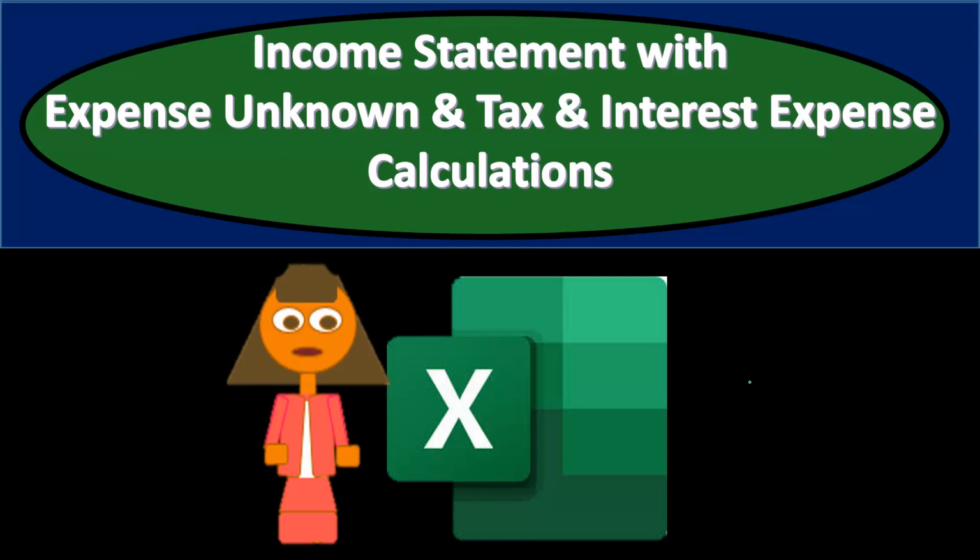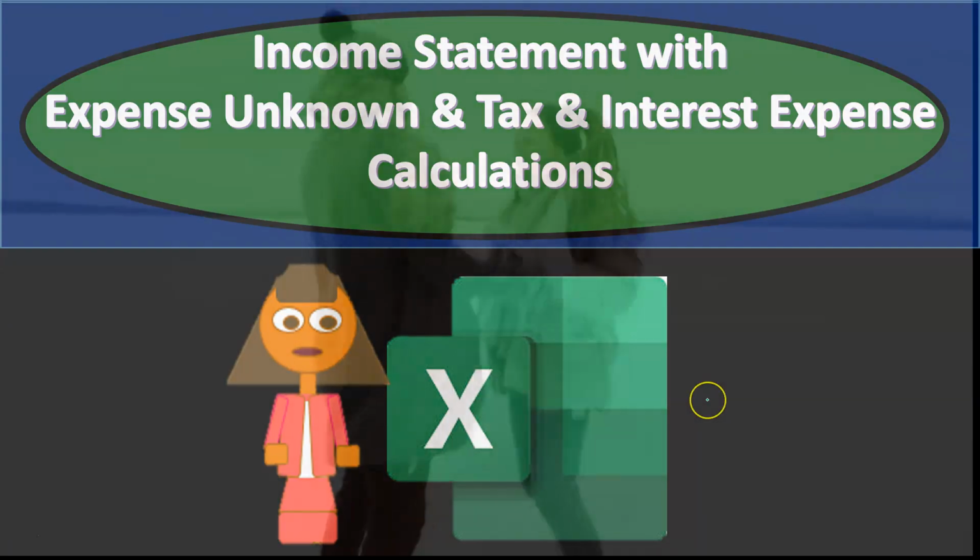One will have an expense as an unknown. In other words, like in many book problems, we'll have to back into the expense that is unknown as opposed to calculating the net income, the bottom line number. We'll also do some income statements where we will be doing tax calculations and interest calculations using percentages.